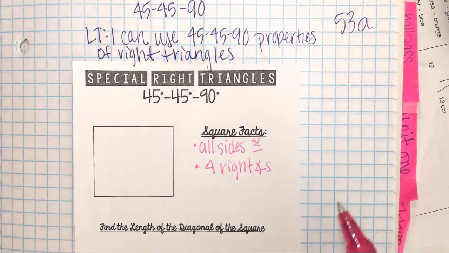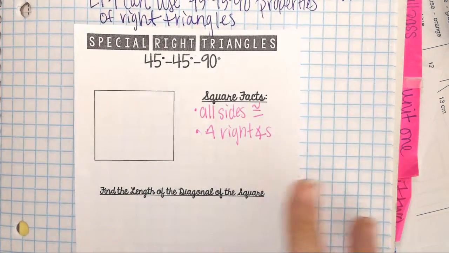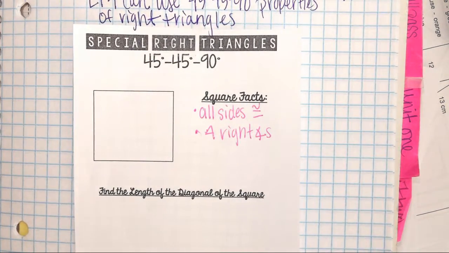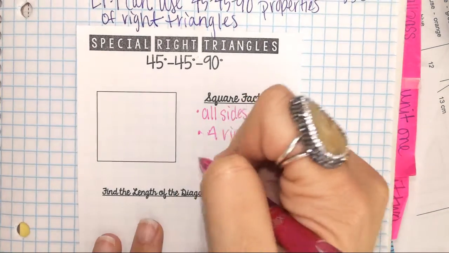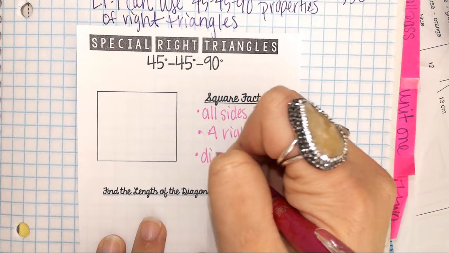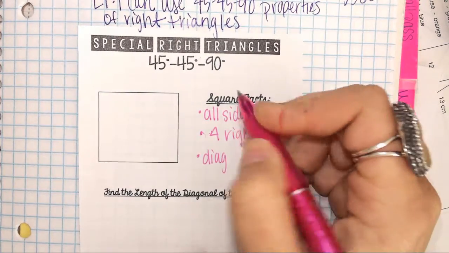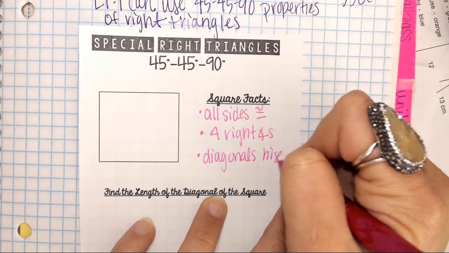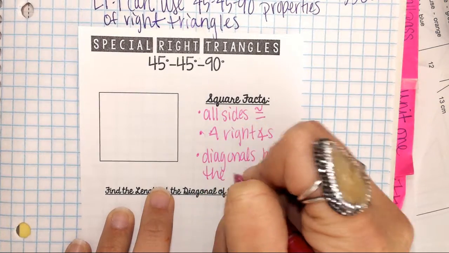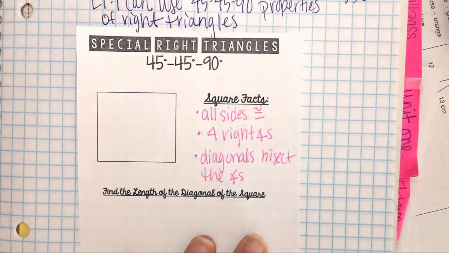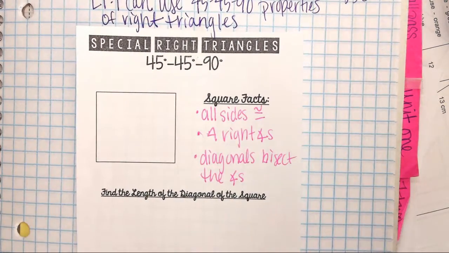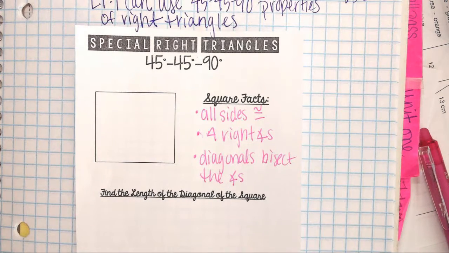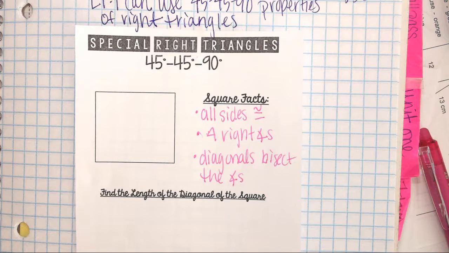Does anybody know anything about the diagonals? They bisect the angle. Yes, diagonals bisect the angles. And what does the word bisect mean? Cut in half. So what is half of 90? 45. And that's where we get a 45, 45, 90 from.